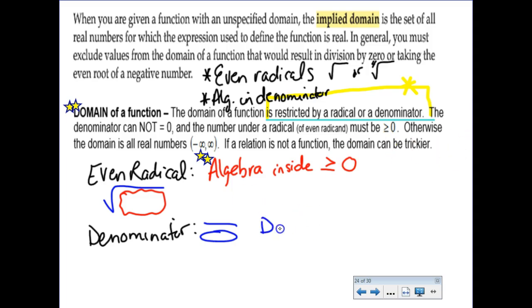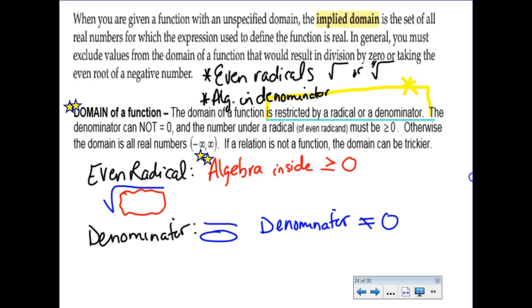You'll take the denominator, and you're going to tell me that it cannot come out to 0. And then you're going to solve that. So you're going to say, like, whatever this stuff is can't be 0. We're going to solve it, and we're going to get 2 restrictions. And then, of course, it's going to get exciting. So hang on for some examples.